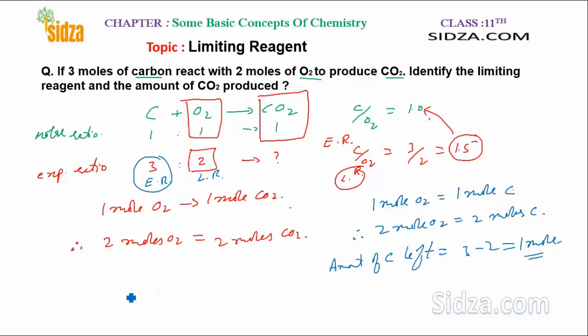So at the end of the reaction, 1 mole of carbon will remain unreacted. What will you find in the reaction mixture at the end of the reaction? You will get only 2 moles of carbon dioxide and 1 mole of carbon, because carbon was the excess reagent and all of the oxygen was consumed.